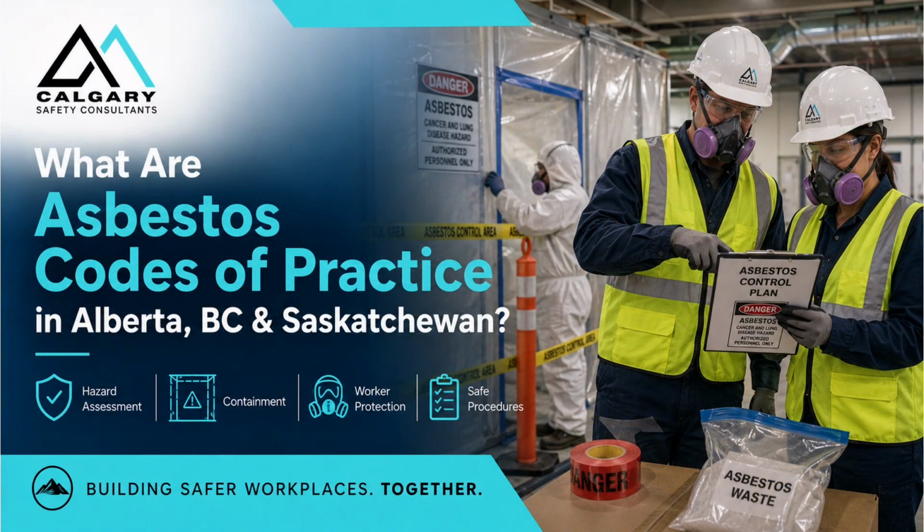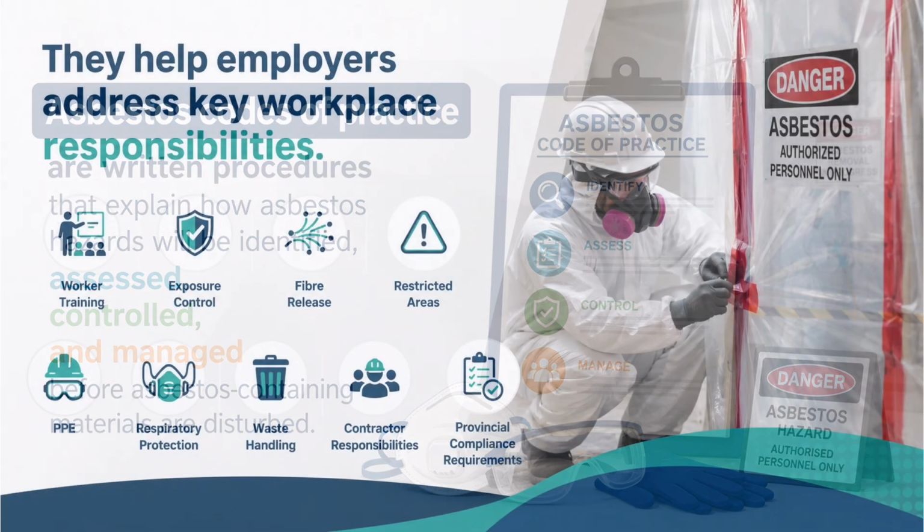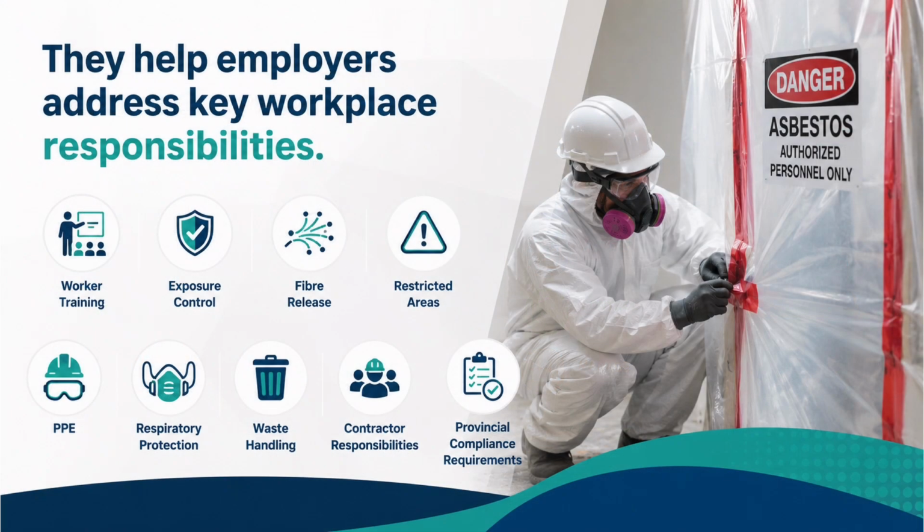Today's question is, what are asbestos codes of practice in Alberta, BC, and Saskatchewan? Asbestos codes of practice are written procedures that explain how asbestos hazards will be identified, assessed, controlled, and managed before asbestos-containing materials are disturbed. They help employers address worker training, exposure control, fiber release, restricted areas, PPE, respiratory protection, waste handling, contractor responsibilities, and provincial compliance requirements.